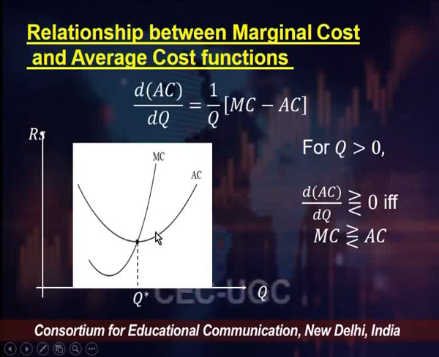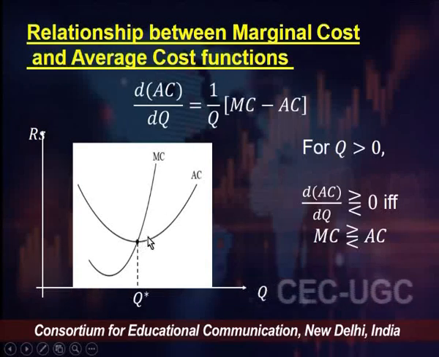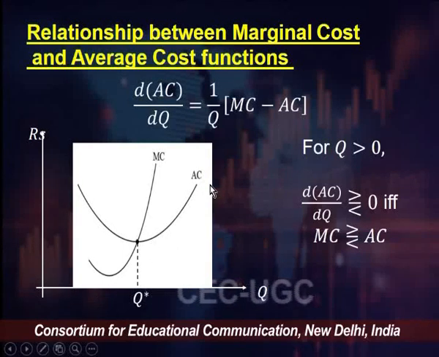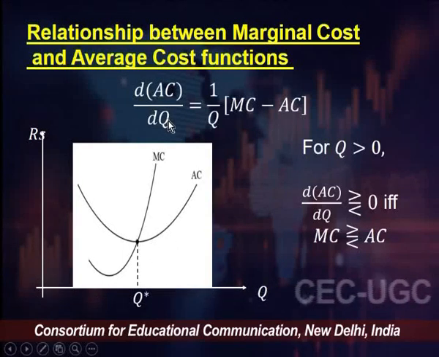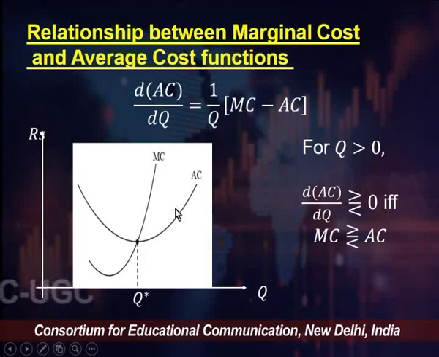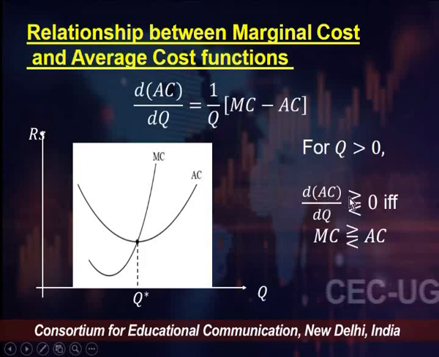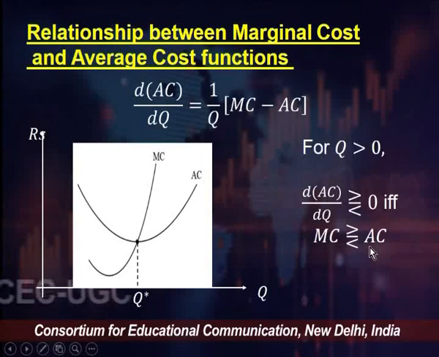The point here is that whenever average cost is increasing, I've shown you a picture just to give you a sort of visual which makes your understanding easier. Whenever average cost is increasing, which is to say DAC by DQ is positive, you can see that the marginal cost curve lies above the average cost curve. That is what you have here. Whenever the average cost curve is increasing, which is to say DAC by DQ is positive, MC is greater than AC.